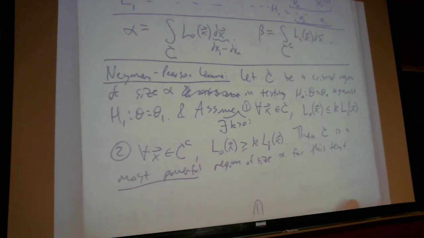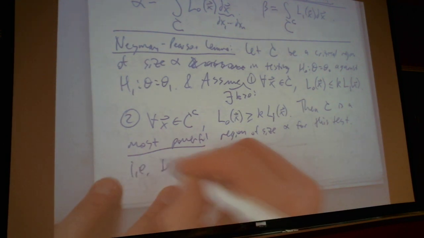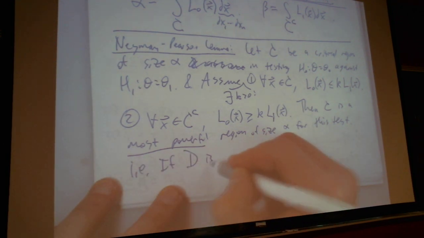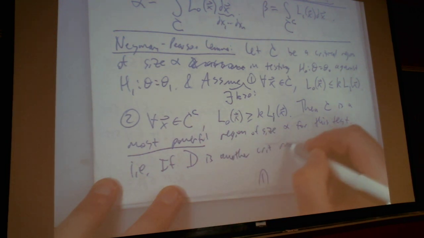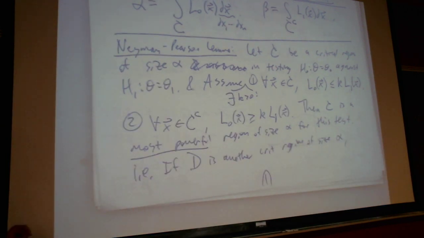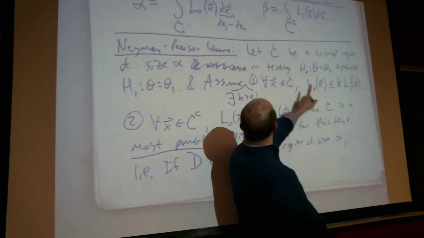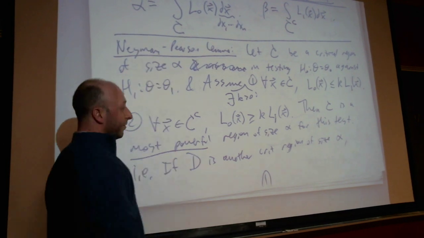What does it mean that it's most powerful? I.e., if D is another critical region of size alpha, okay? In other words, the integral of L0 over D also comes out to alpha.